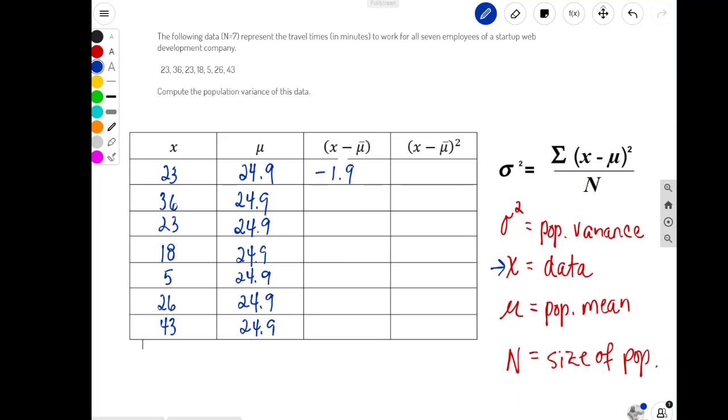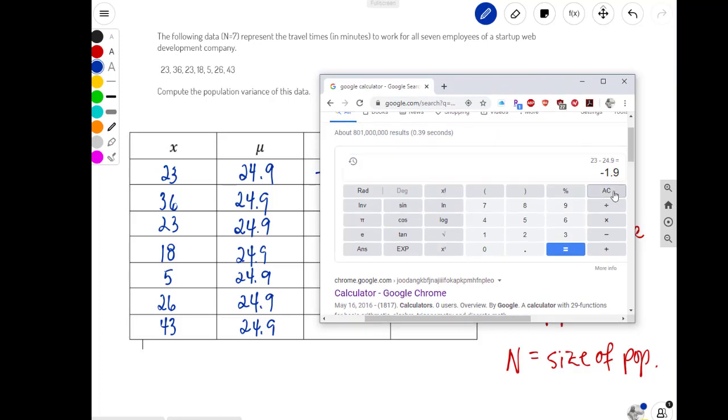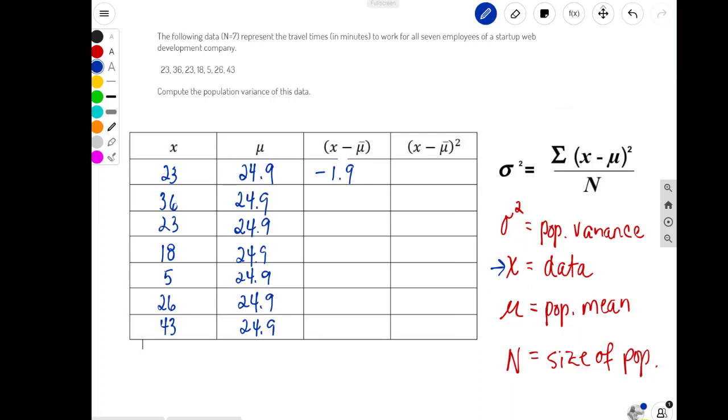I'm going to do that again. I'll clear this out. 36 minus 24.9 equals 11.1. So that travel time is a lot more than the mean, 11.1. This next one is going to be the same as it was up here, negative 1.9, because I've already calculated it once for 23. So I'm just going to copy that to save time.